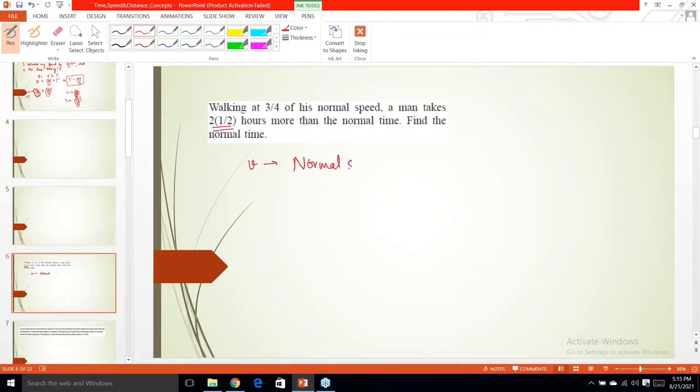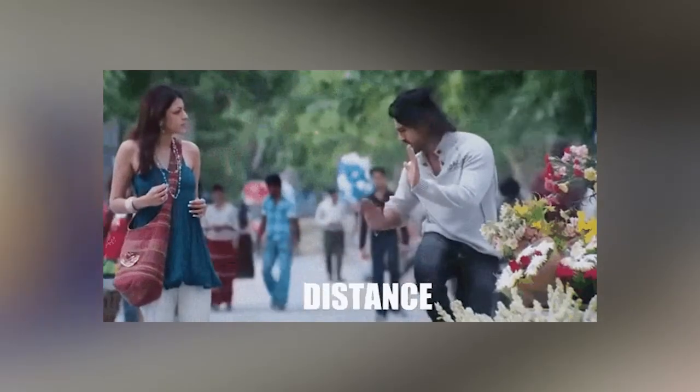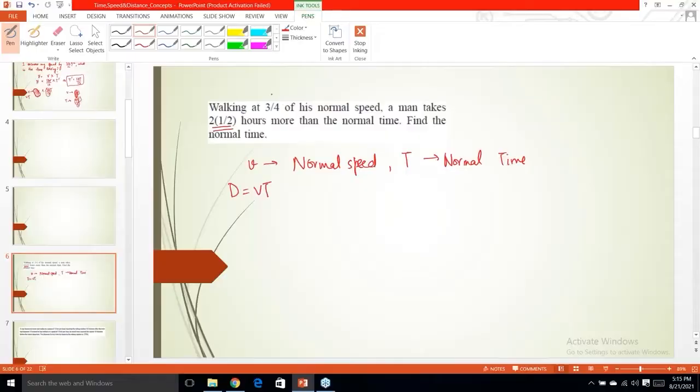V is the normal speed, and T is the normal time. What is the distance traveled? It is Vt. Now, obviously, he's reducing his speed, right? The speed becomes 3/4. So obviously, the time is increasing. So Vt, which was the original distance traveled, should be equal to Vt only, which is traveled in a different way when he travels at 3/4 of its speed.